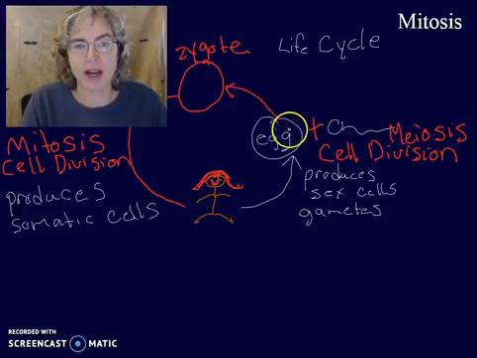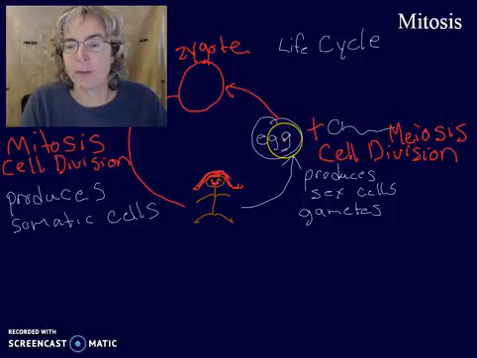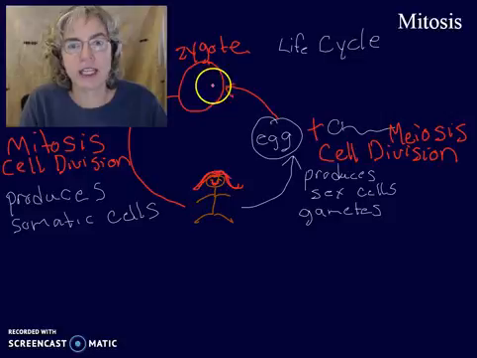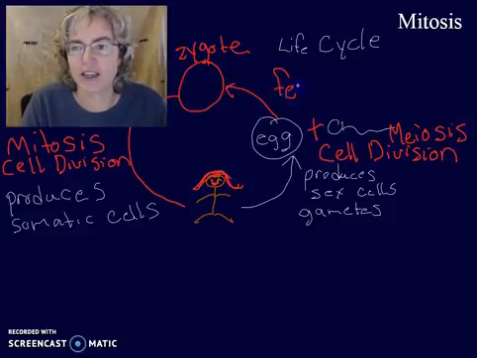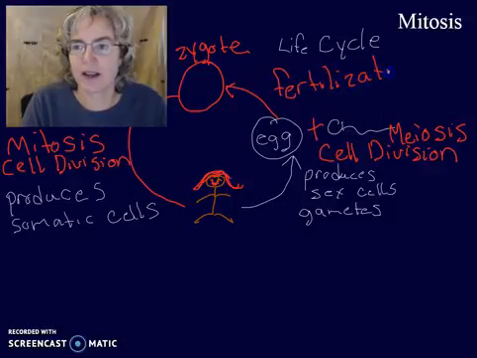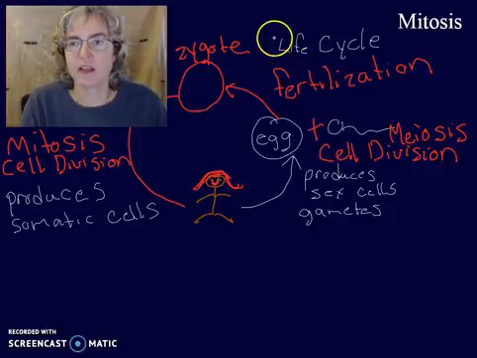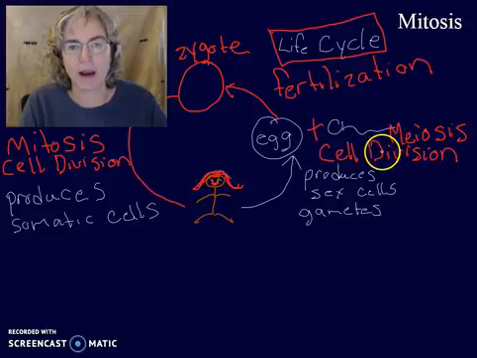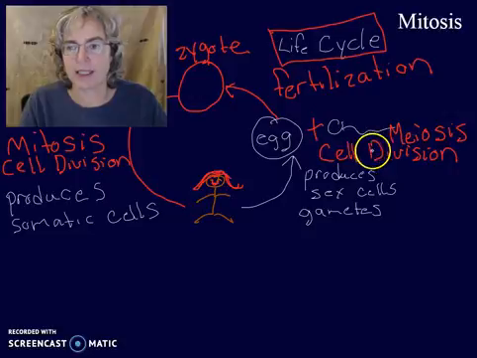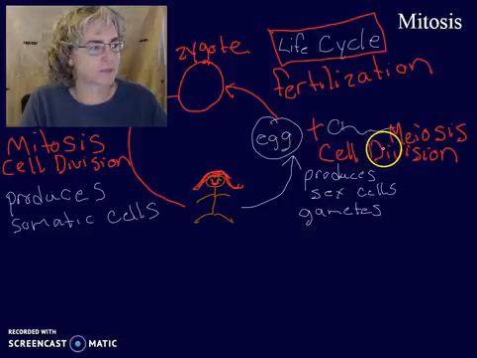This process right here, combining the egg and sperm, two gametes, leading to a zygote, that is fertilization. So this is our life cycle that we want to talk about. And we want to talk about these two different processes, meiosis and mitosis, and a little bit about fertilization.